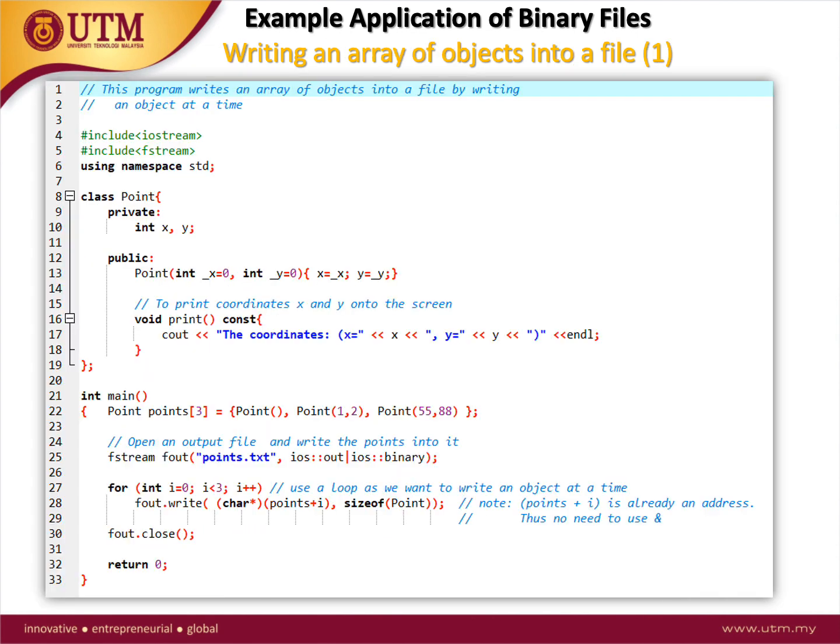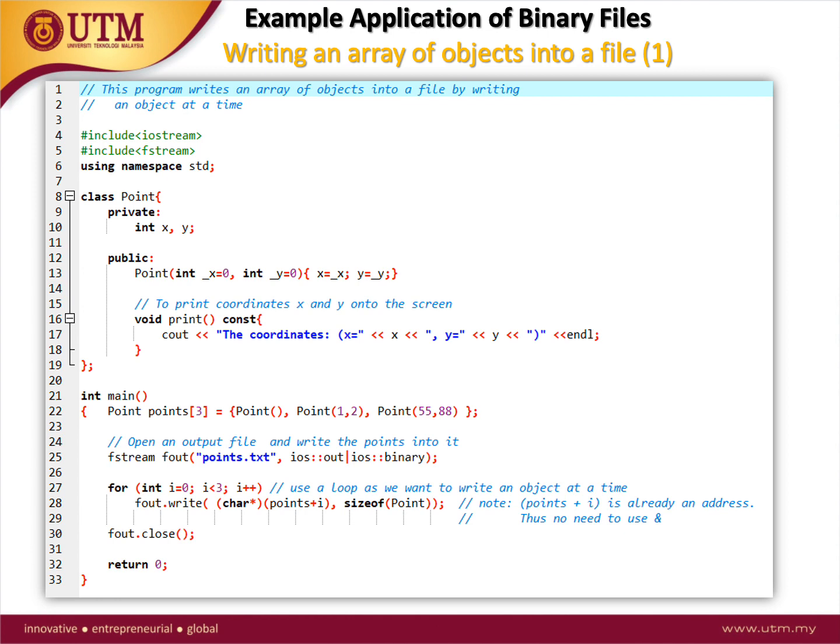Next is writing an array of objects into a file. For this one, we are trying to declare 3 points here, you can see Point points[3], so we are declaring that there are 3 Point objects actually. The first one is similar to the previous example, this is the file name. Then this is to show that the output is in binary mode.